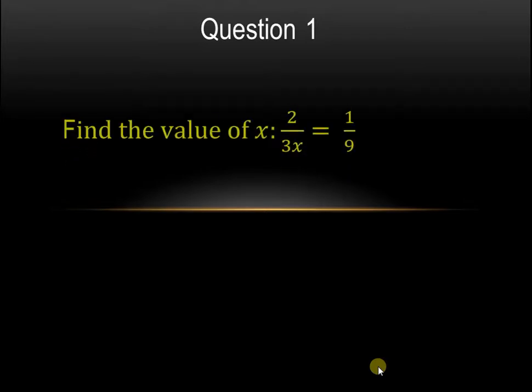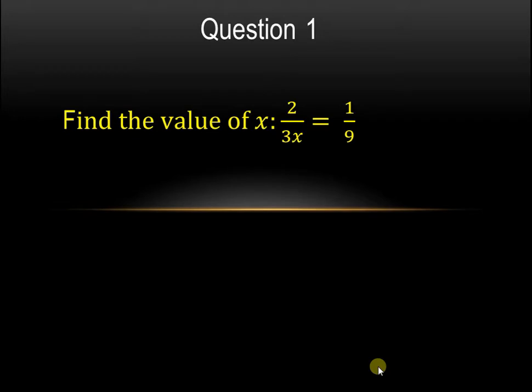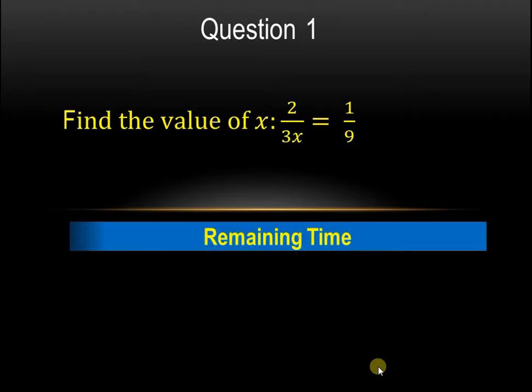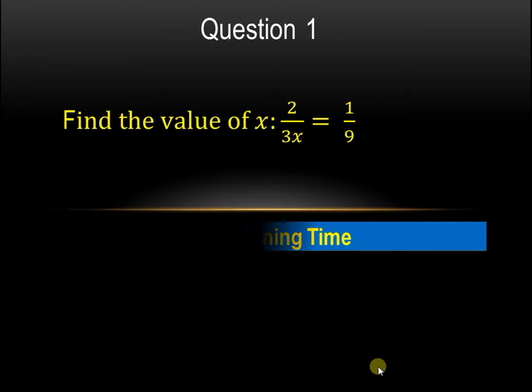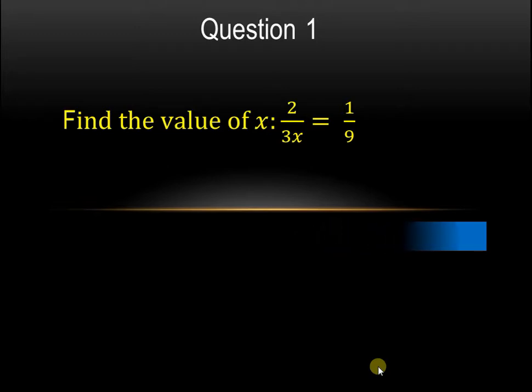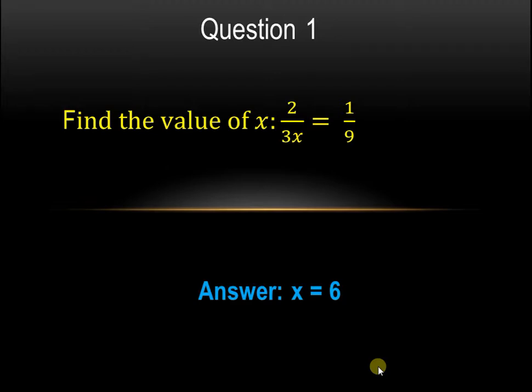Okay, let's start with our first question. Find the value of x given 2 all over 3x is equal to 1 over 9. Okay, time is up. The answer is x is equal to 6.